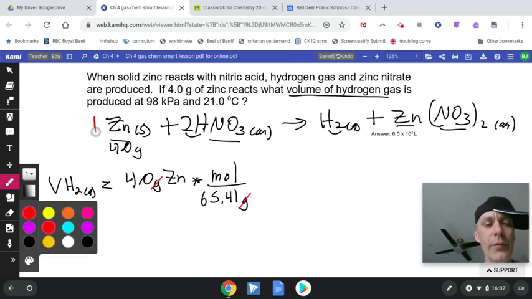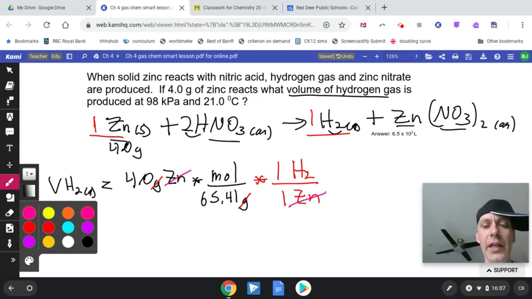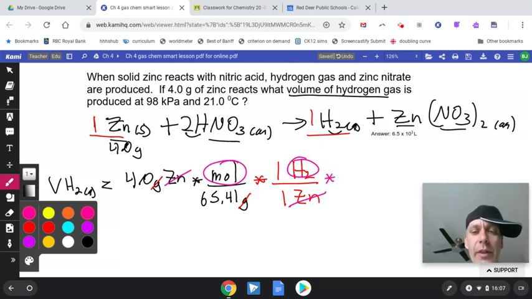Okay, we have moles of zinc, and we know that 1 mole of zinc makes 1 mole of hydrogen gas. So there's our molar ratio. We're looking for the hydrogen gas. 1 hydrogen gas for every 1 zinc. So now I can cancel the zincs out, and we have solved for moles of hydrogen. We're just looking at unit analysis. Okay, so we want the volume of hydrogen at that pressure and 294 Kelvin, that temperature.